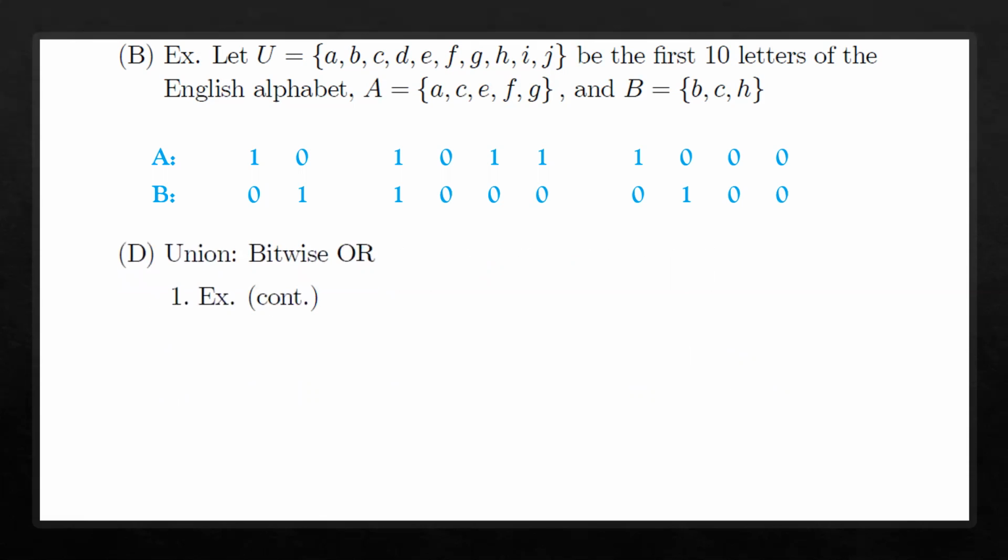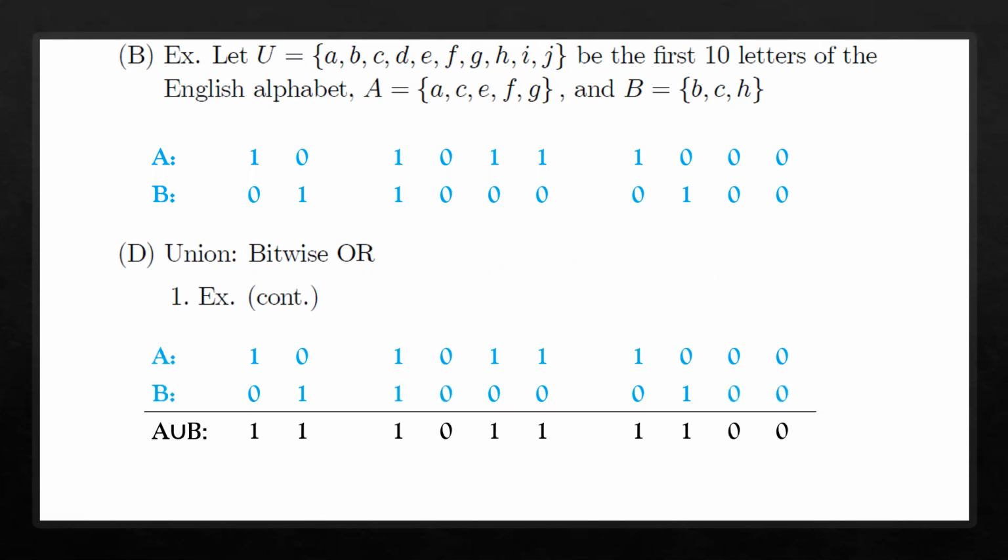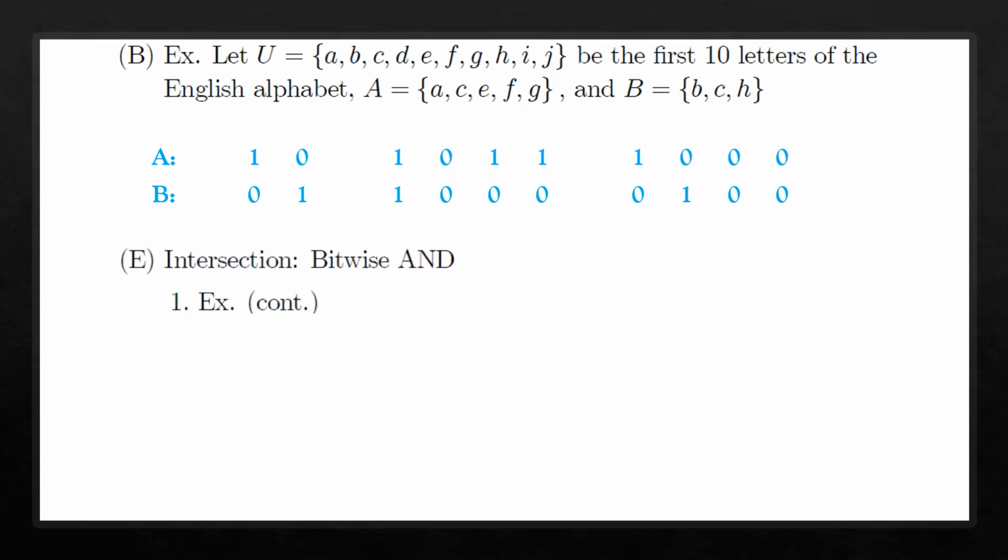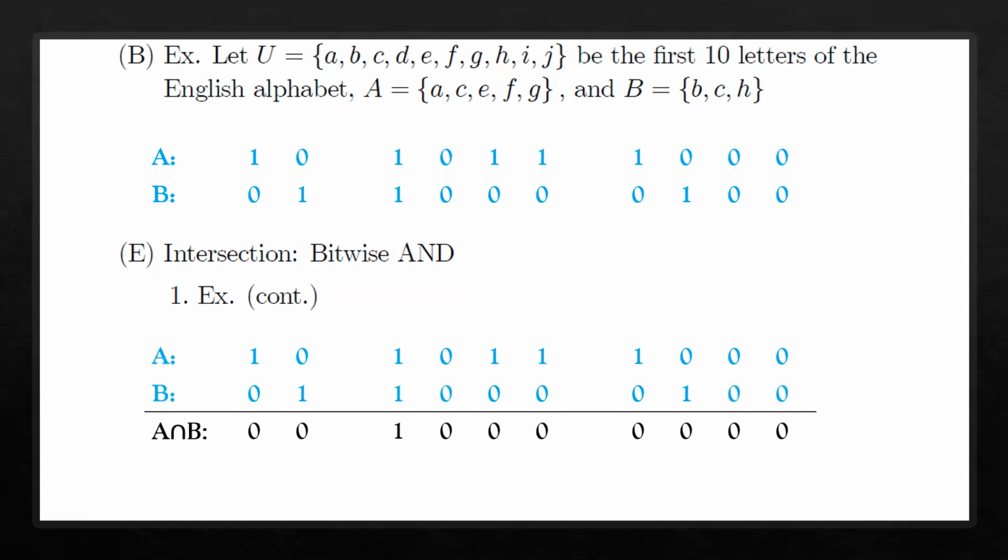I can do a union, so that it gets a 1 if there's a 1 in either A or B above it. I can do an intersection. That's an and. So I'm going to put a 1 in the intersection if there's a 1 in both A and B with this representation. And that will do it for section 2.2.